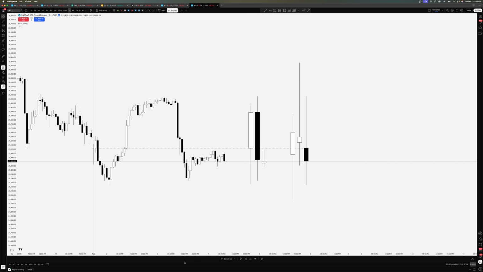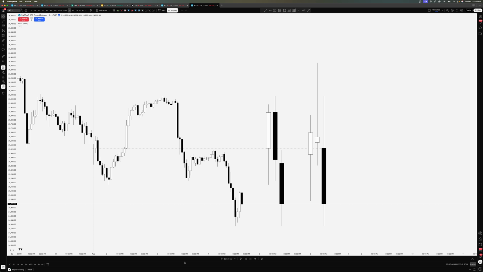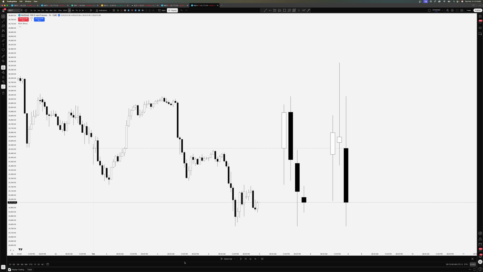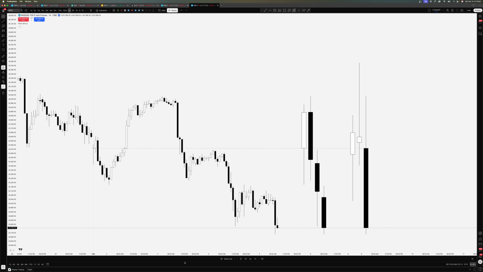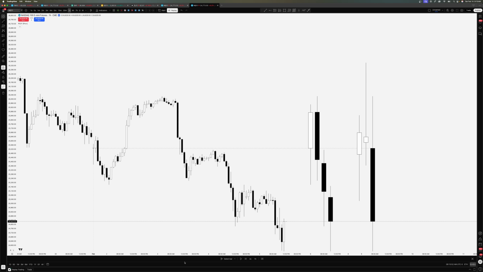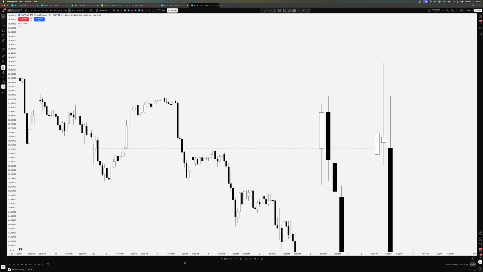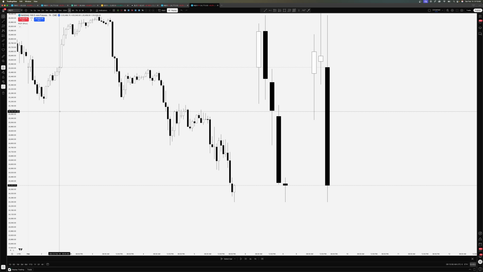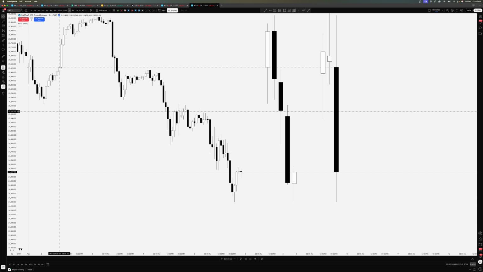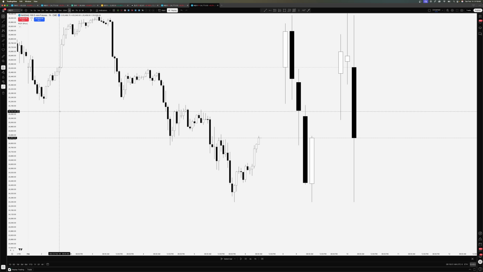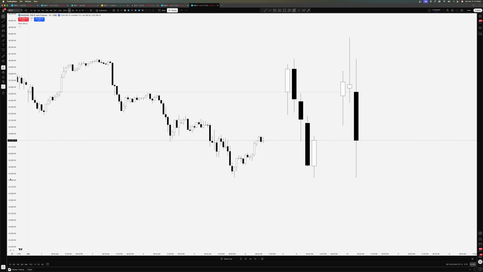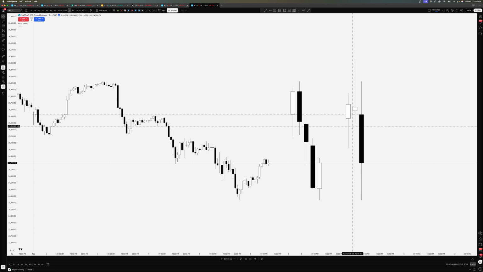So this is Wednesday's candle. There you go. Thursday's candle. And then all the way down to Friday's candle. And it trades back into the range. So, as you can see, this breaks down the weekly, the daily, and then the hourly.